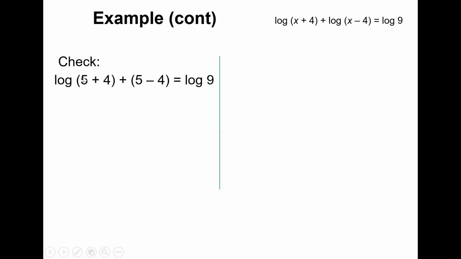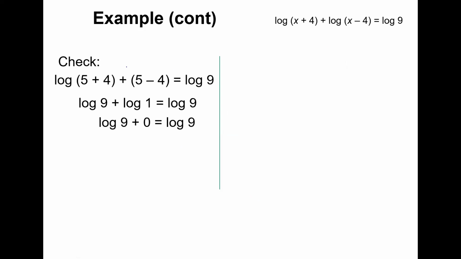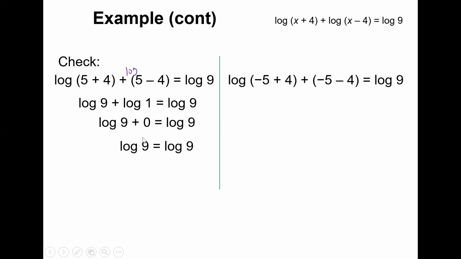So plugging in the plus 5, we get 9 and then a 1. And so log 9 plus log 1 equals log 9. And so log 9 plus 0 is equal to log 9. Here, I don't know what they did. Somehow they dropped their log value here. I just noticed that. And so when you have log 9 equals log 9, guess what? That checks out.